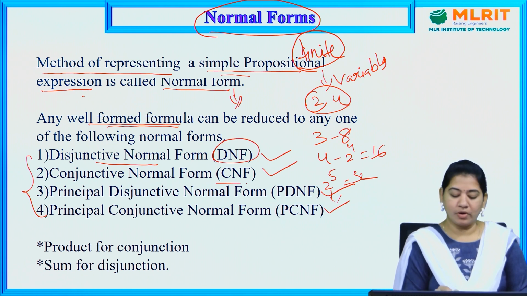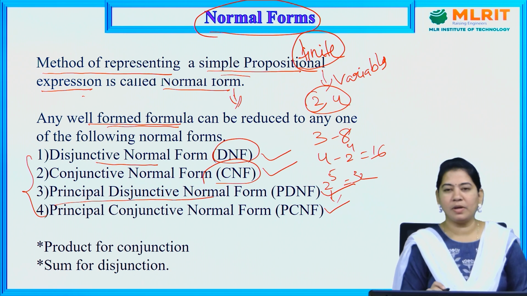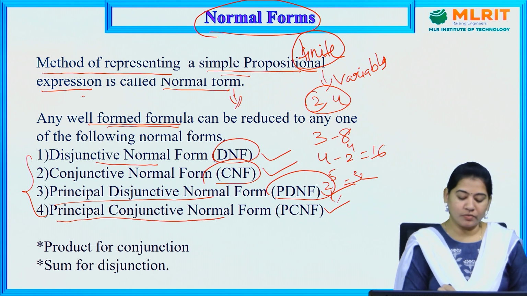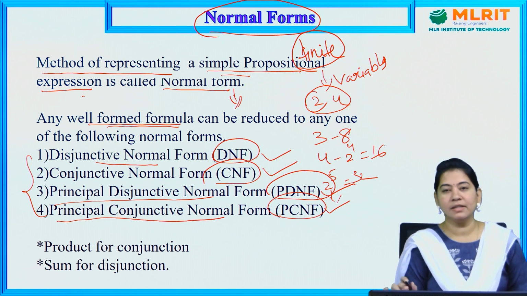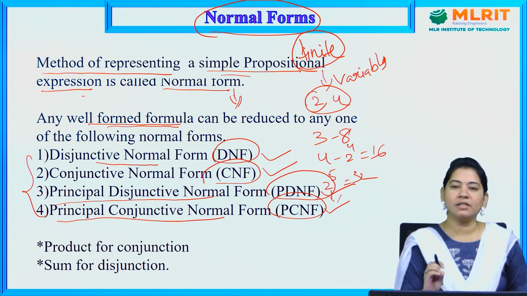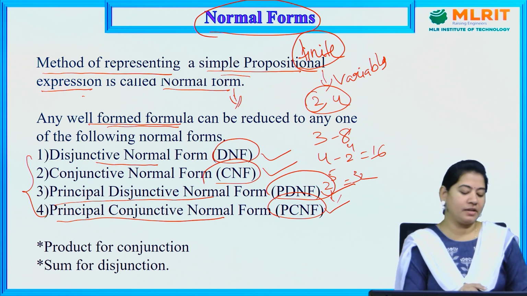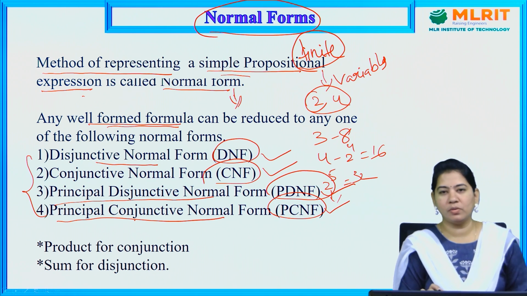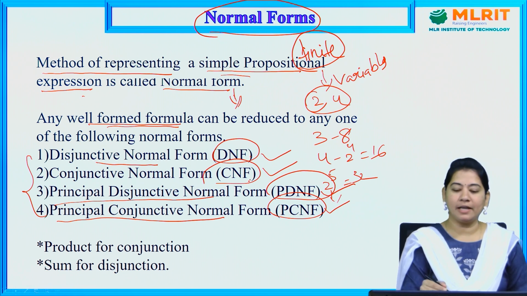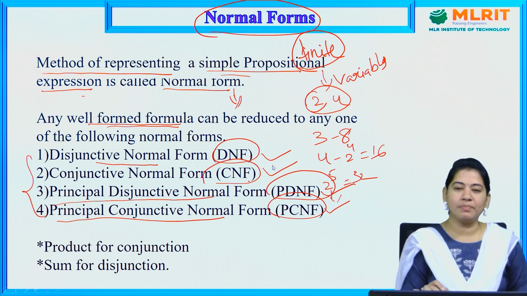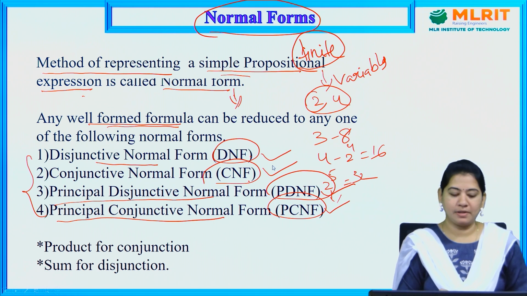Conjunctive normal form we also call CNF. Principal disjunctive normal form we write as PDNF. Principal conjunctive normal form we call PCNF. So any statement formula, which is a well-formed formula, can be expressed in any of these 4 normal forms, either DNF, CNF, PDNF or PCNF. Now let us see them one by one along with examples.